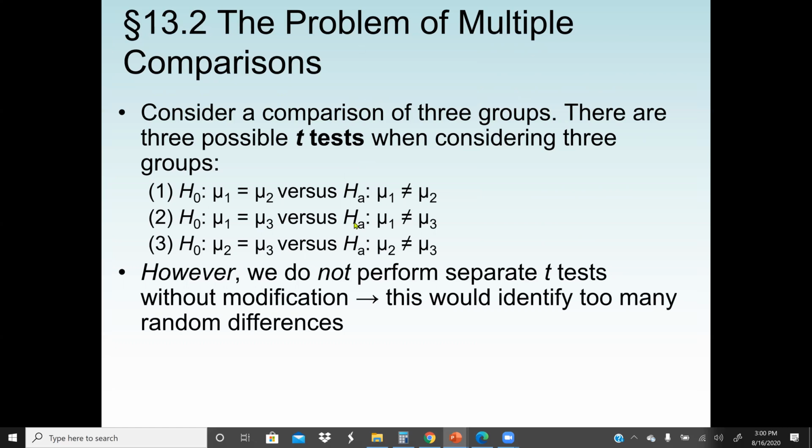We are going to start with the hypothesis. Now, we said here to consider a comparison of three groups. There are three possible t-tests when considering three groups. Because now we can say, okay, in H0, M1 equals M2.